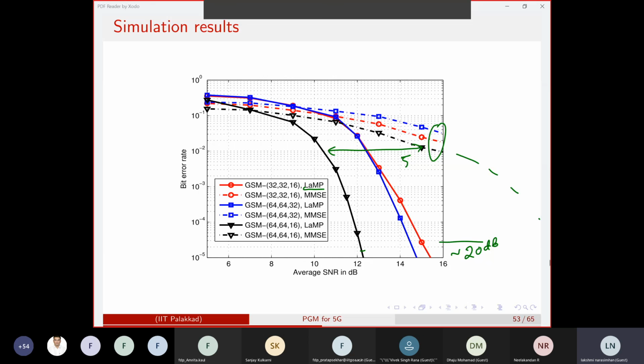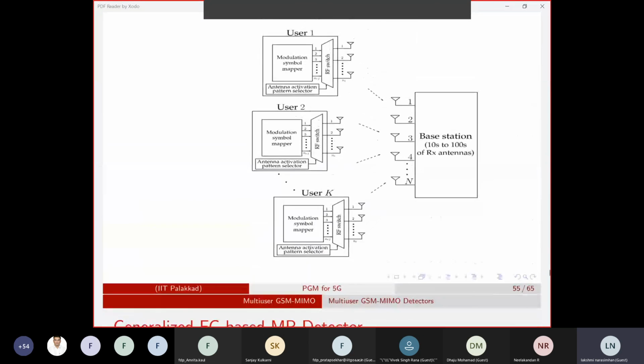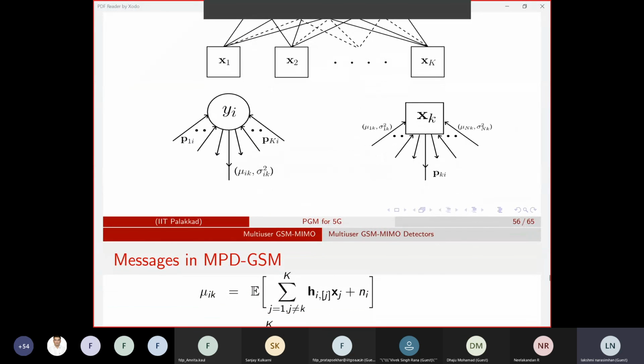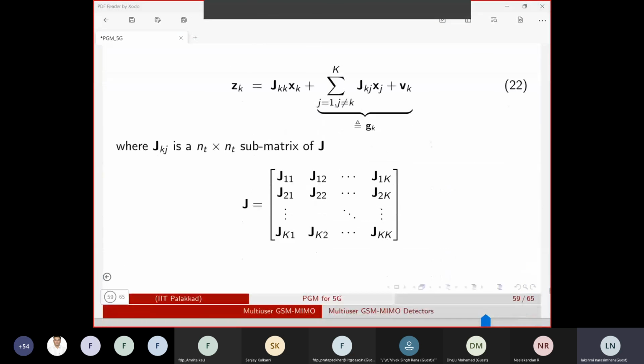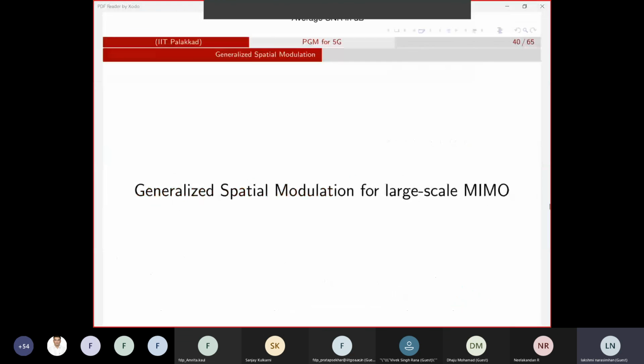So I'll probably stop here. I have another section for multi-user systems, multi-user index modulation systems, but because of time constraint, I'll stop here. So essentially, I'll just quickly summarize what we have seen.